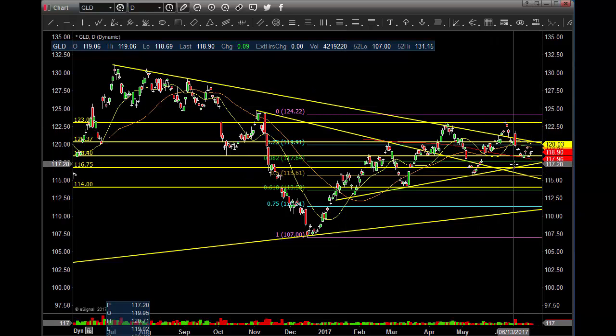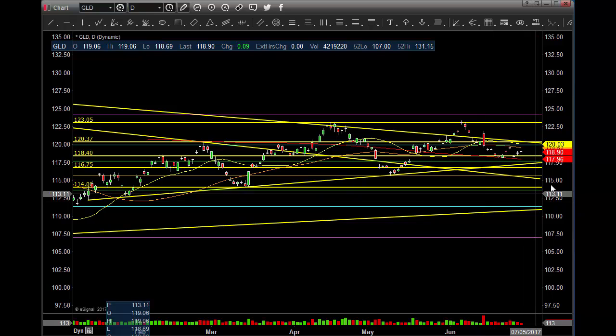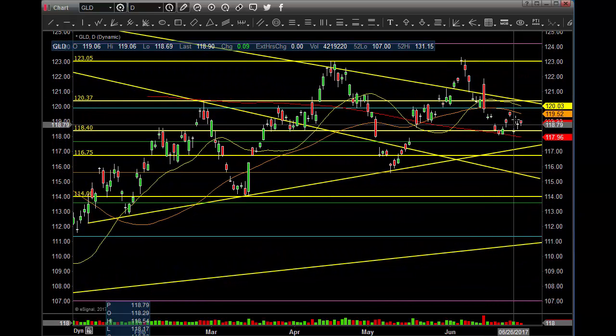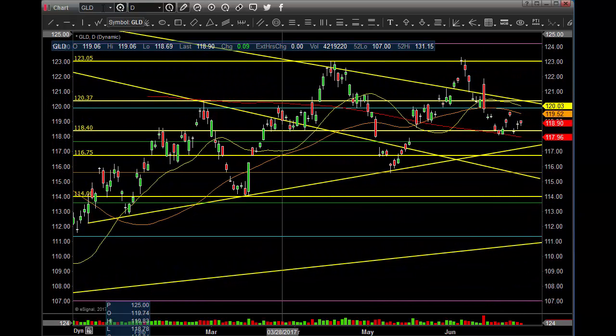Right now it's kind of 50-50. If we break the trend line, we're going down. If we get back above the 50 and the 20, we're going up. And that's the GLD, guys. So if you're still bullish, hang on. Let's see if we could get back above this area and get this thing going. Get the show on the road, guys.